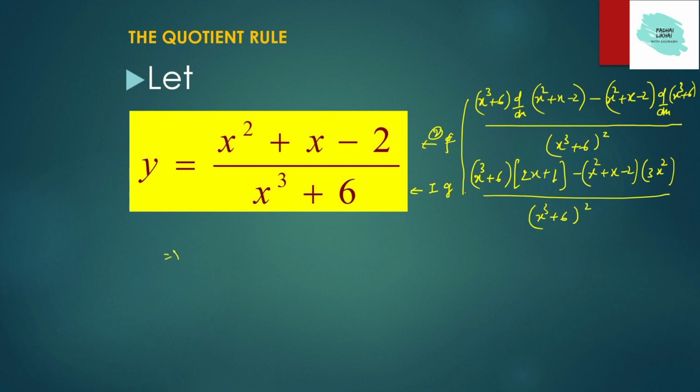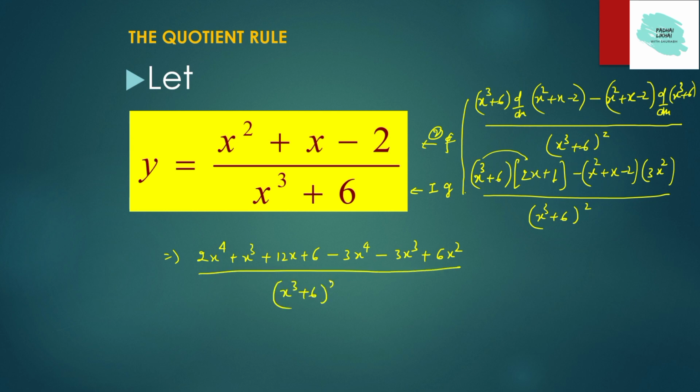Now further we will multiply this. So after multiplication we will get 2x to the power 4, when we multiply this with this, plus x cube plus 6 times 12x plus 6, minus 3x to the power 4 minus 3x cube plus 6x square. Okay, whole upon x cube plus 6 whole square.